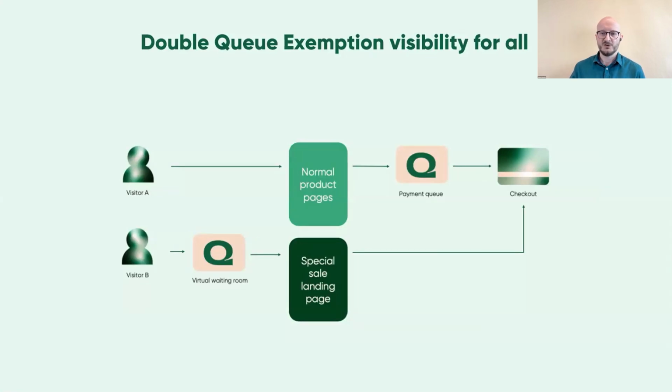And that's a visualization of precisely that. So if you look at this little visual representation here, if visitor B has been waiting in the virtual waiting room for the special sale landing page, they have been put once in the waiting room. You don't want to queue them again for the payment queue. You want them to skip this and go straight to the checkout. So that's what it does, in short. That's a short description of that.